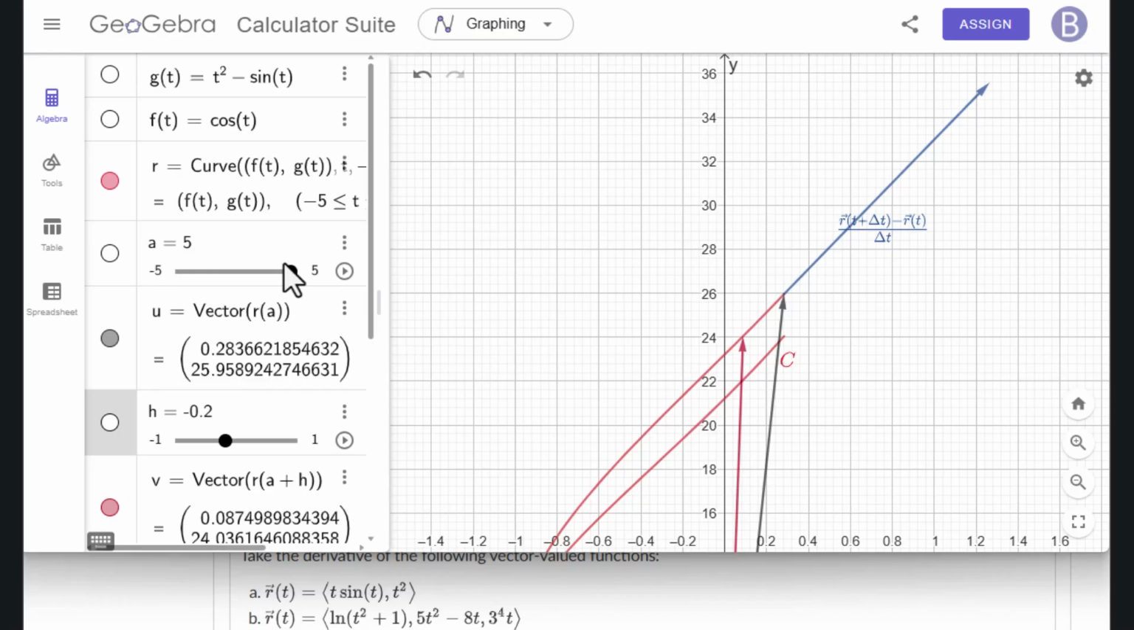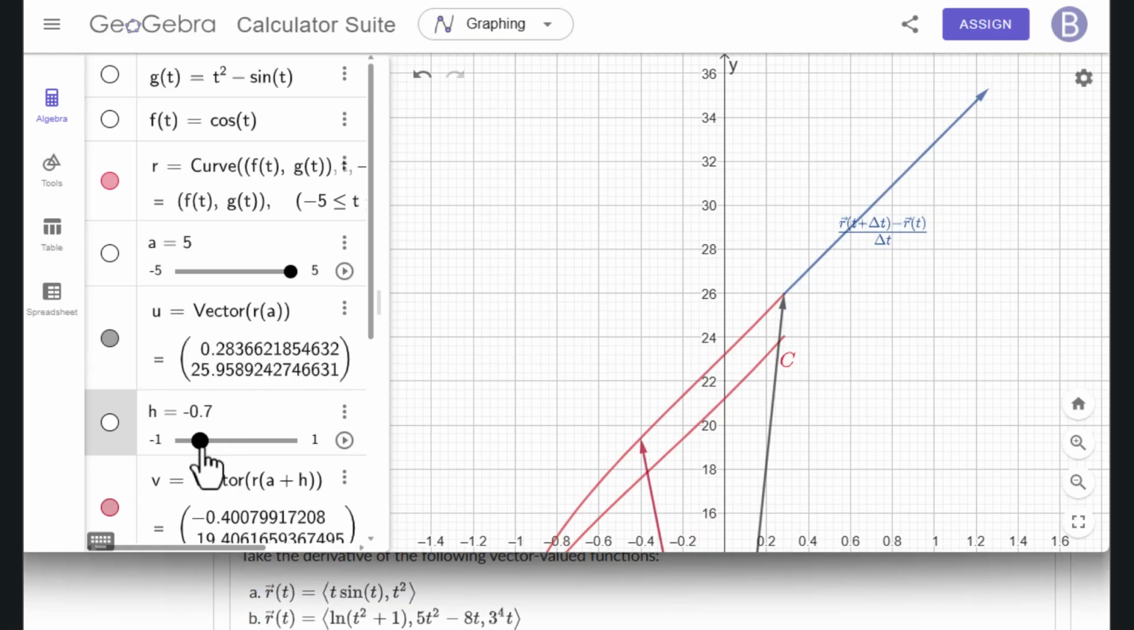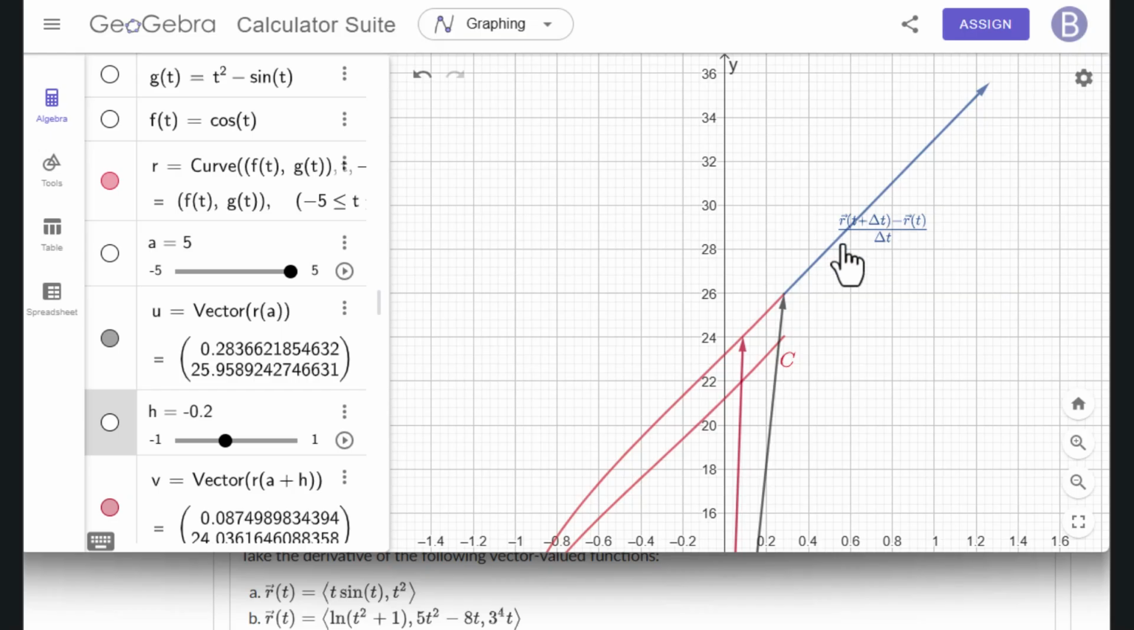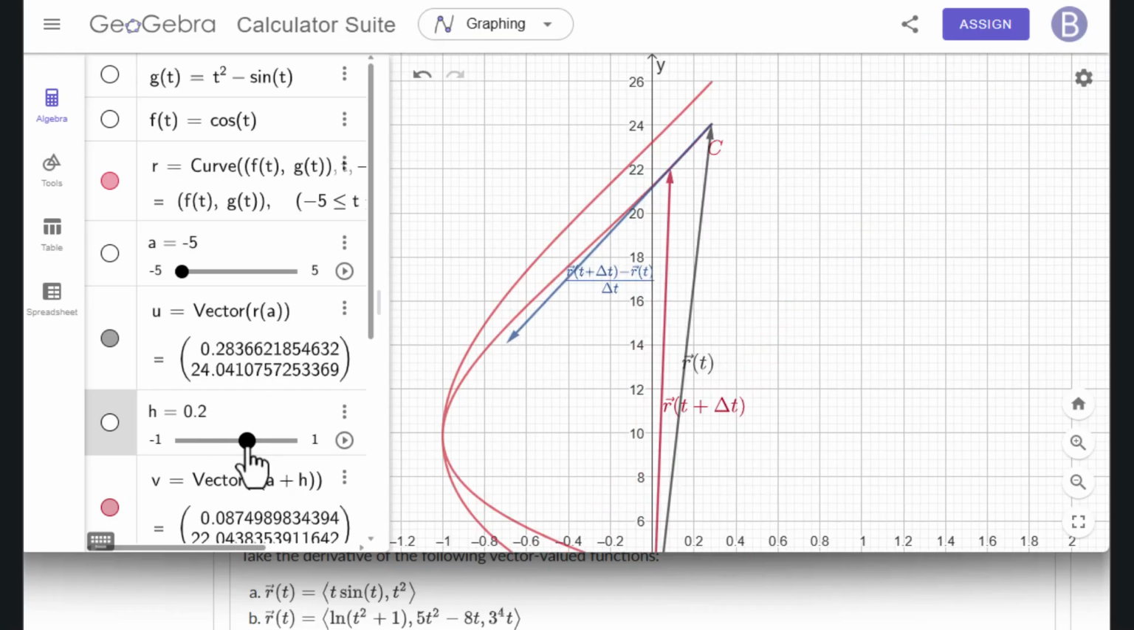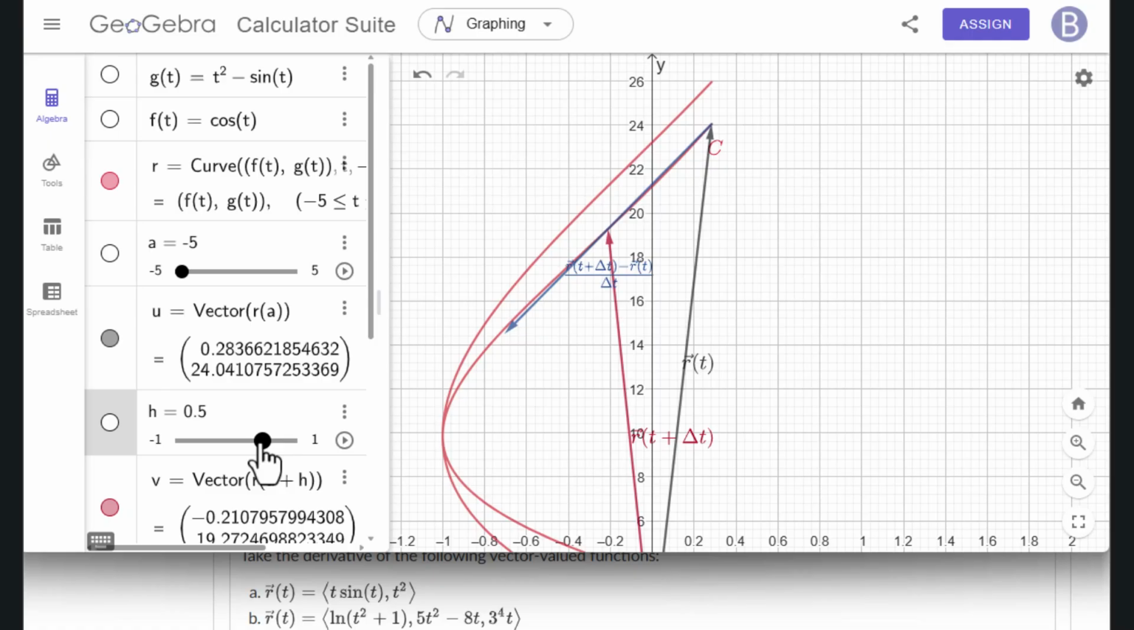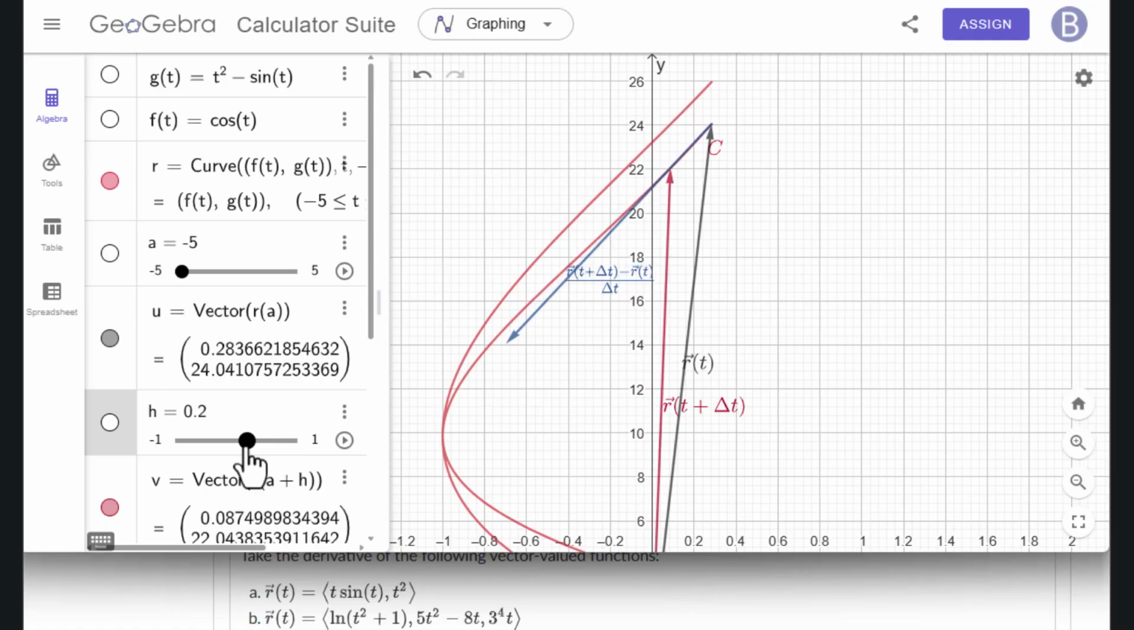If I'm at the endpoint of the interval, where my time parameter is 5, then I want to use negative h's, so I'm coming at it from behind and keep moving closer and closer when I do this difference quotient to get that tangent vector. And if I'm using the other endpoint, the initial time parameter of -5, then I want to use a positive displacement, or delta t, so I end up getting closer and closer to 0 to get an approximation of the tangent vector.